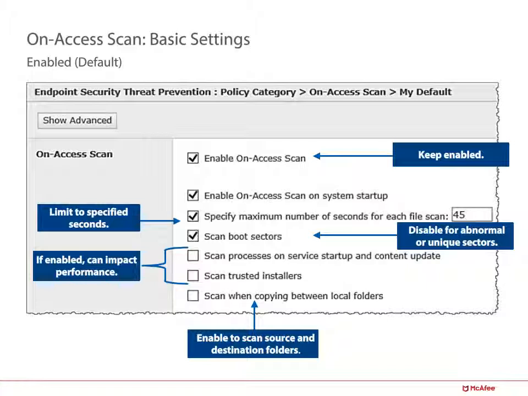We have a new feature that comes with this product, and it's scan when copying between local folders. The idea is if a user goes to copy a file from one folder to another, it's going to look at the file as it reads it, and it's also going to look at the file when it writes it. It's disabled by default. By default, it will scan upon the write. So if you do have this enabled, you're going to actually affect more performance on your machine.